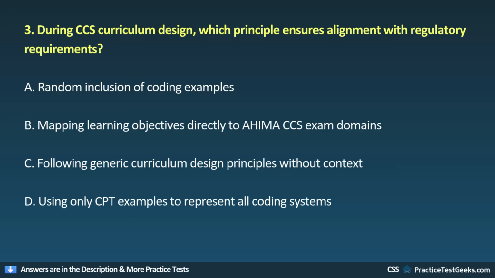3. During CCS curriculum design, which principle ensures alignment with regulatory requirements? A. Random inclusion of coding examples. B. Mapping learning objectives directly to AHIMA CCS exam domains. C. Following generic curriculum design principles without context. D. Using only CPT examples to represent all coding systems.